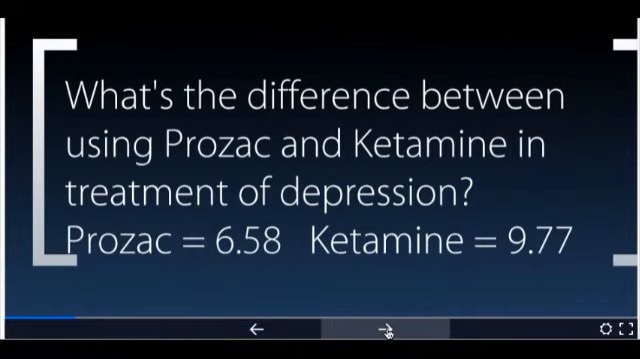So an example we can use in this: is there a difference between using Prozac and using the new drug ketamine in the treatment of depression? And you have their two mean scores. Let's say that higher numbers mean less depression, just to confuse us all. So higher numbers mean more happiness, or more change. People that have Prozac, they are 6.58, and people that have ketamine have a mean score of 9.77.